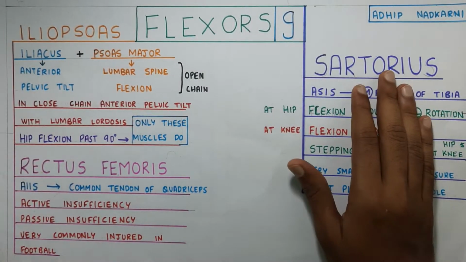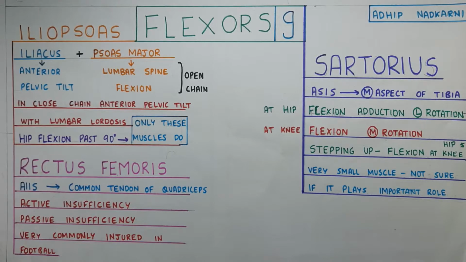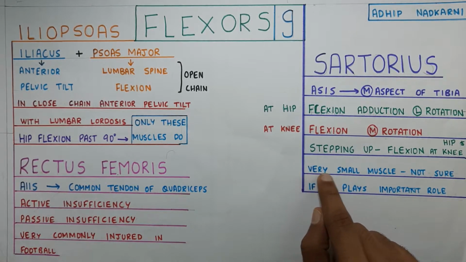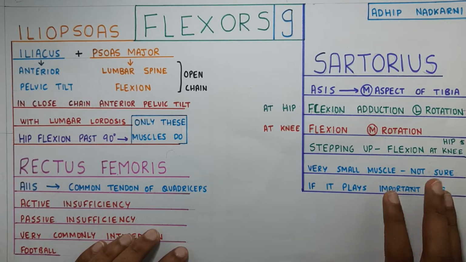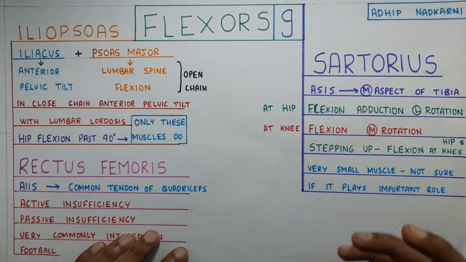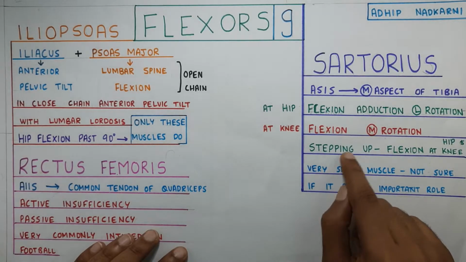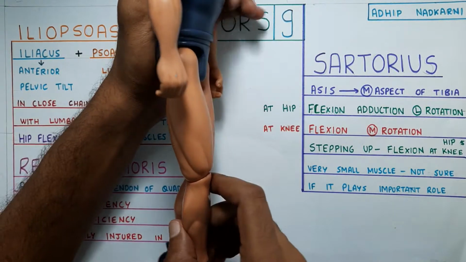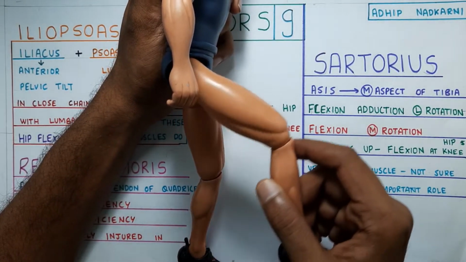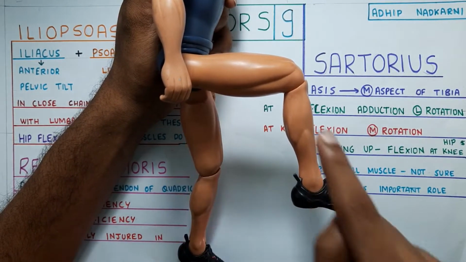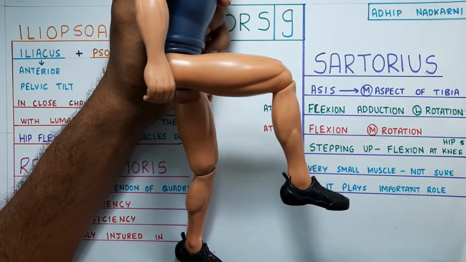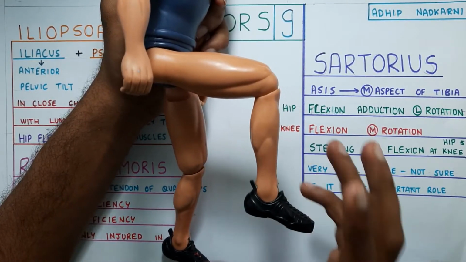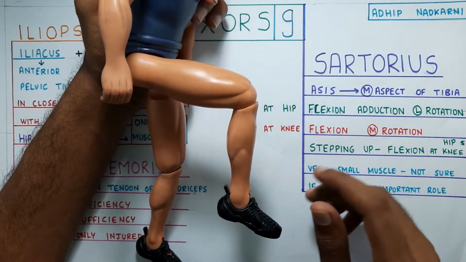So coming to the next muscle, the sartorius, it is a very thin muscle. So if you see over here, I mentioned it's a very small muscle and we are not sure if it plays a major role, okay? Especially it has the function of stepping up. What is stepping up? So when you are going up the stairs, you will be doing hip flexion over here, and also knee flexion, right? So this specific function can be done by sartorius because of its attachment.